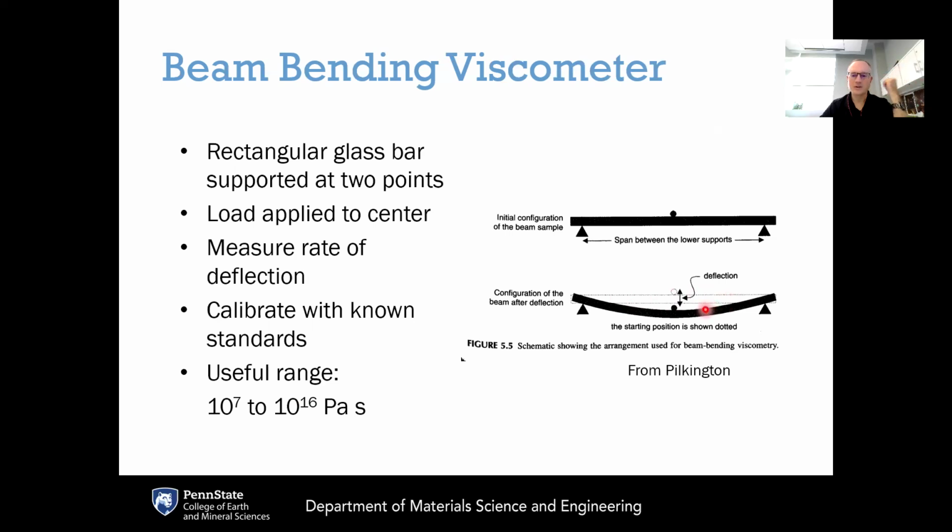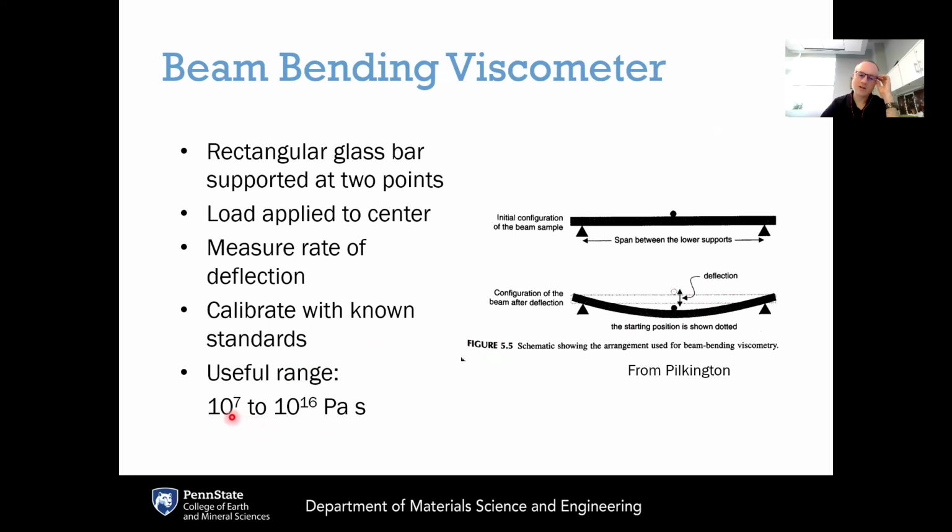A higher deflection rate indicates a lower value of viscosity. And this needs to be calibrated with known standards. And it can be used over a pretty wide range of viscosities, shown here is 10^7 to 10^16 Pascal seconds. It's more commonly used over the ranges of, say, 10^10 through 10^13 Pascal seconds.